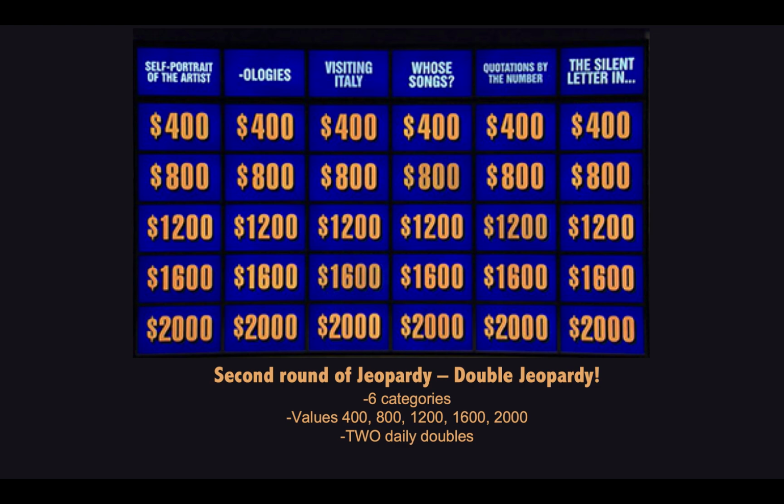The next round of Jeopardy is called Double Jeopardy, and for a reason, because now all of the values of the questions are doubled. So now the questions are worth 400, 800, 1200, 1600, and 2000. And instead of having one daily double, there are now 2 daily doubles.